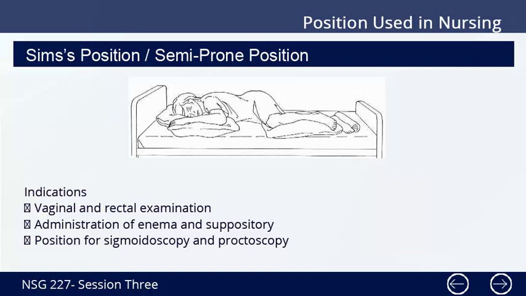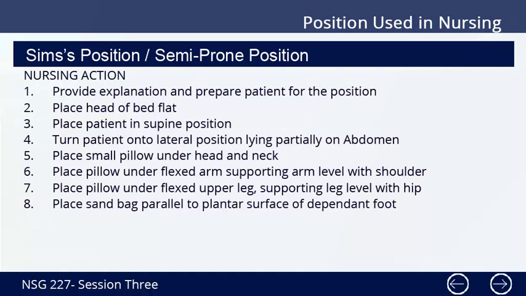Indications: vaginal and rectal examination, administration of enema and suppository, position for sigmoidoscopy and proctoscopy. Procedure, nursing action and rationale. 1. Provide explanation and prepare patient for the position. It ensures patient cooperation. 2. Place head of bed flat.